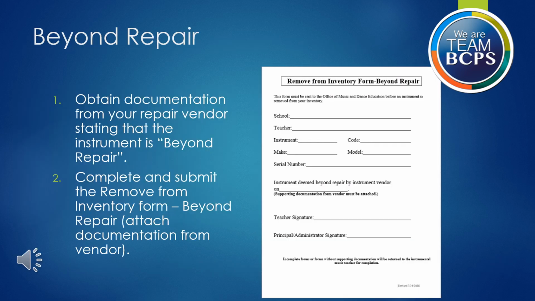The next few slides outline the process for having instruments that have been assessed as beyond repair removed from your inventory. First, obtain documentation from your repair vendor, such as the documents on the previous slide, stating that the instrument is beyond repair. The documents also may state that it is time to retire the instrument or something similar. You'll then complete and upload the Remove from Inventory Beyond Repair form pictured here, along with your documentation.